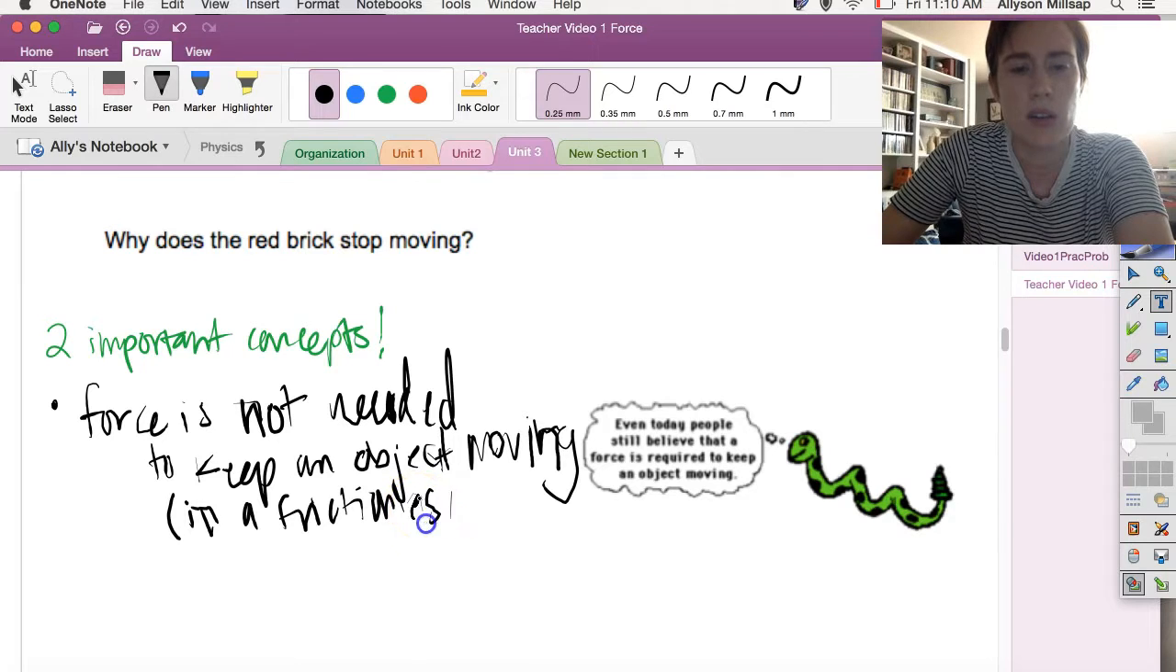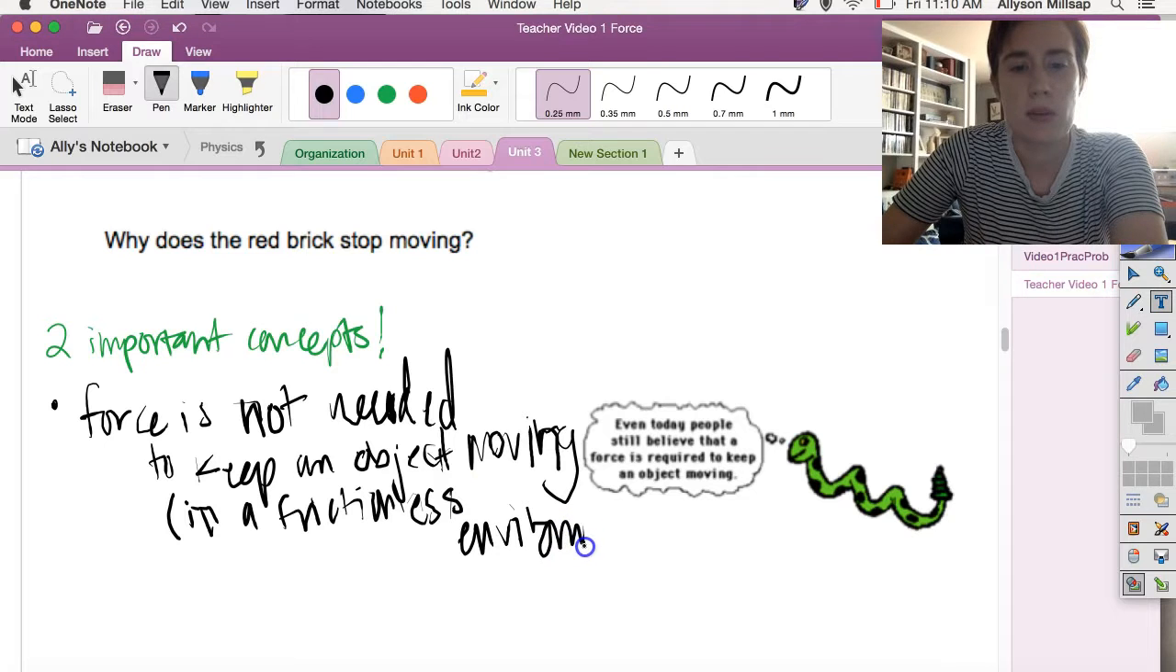environment. I don't know what is going on with my pad. Normally it doesn't give me this kind of trouble.